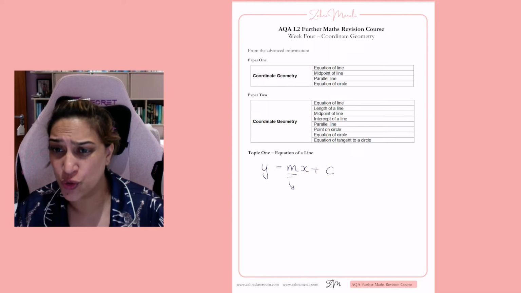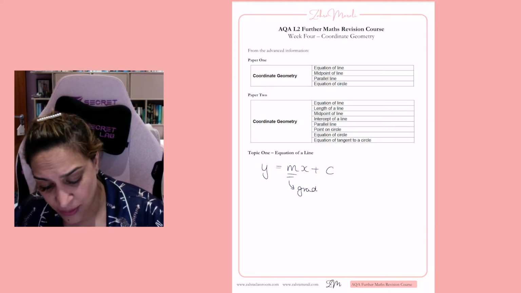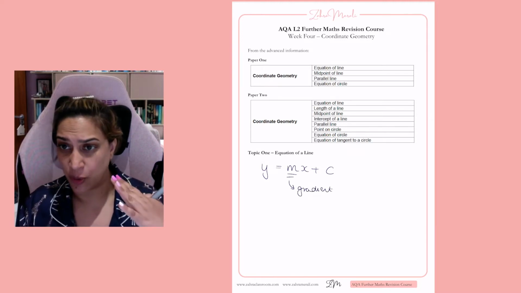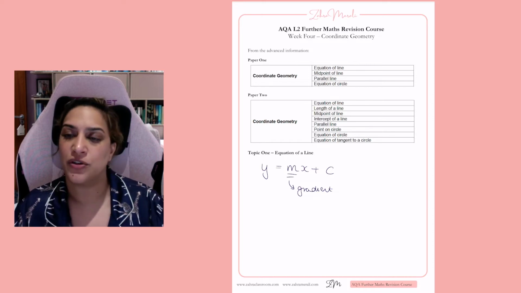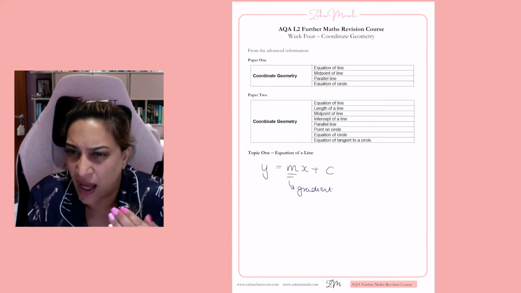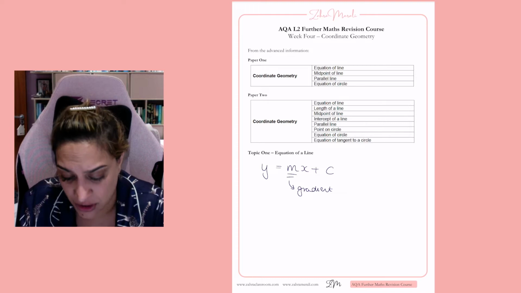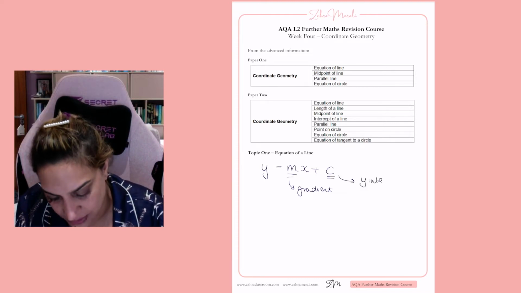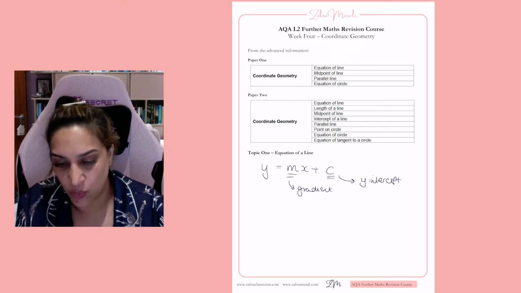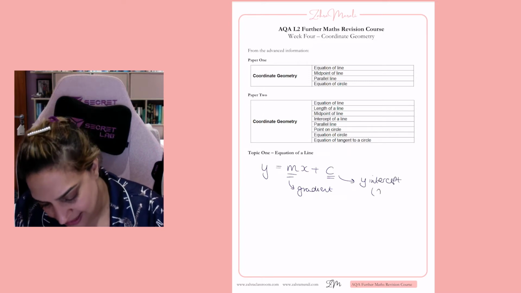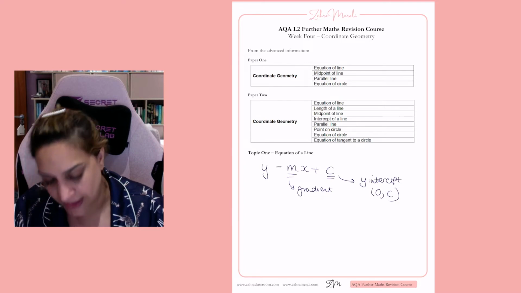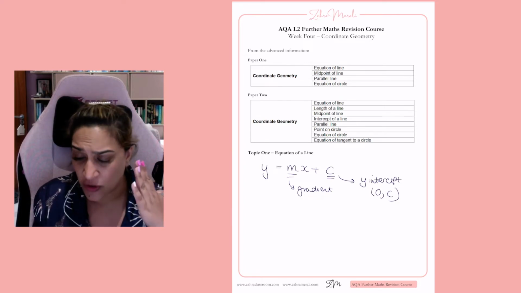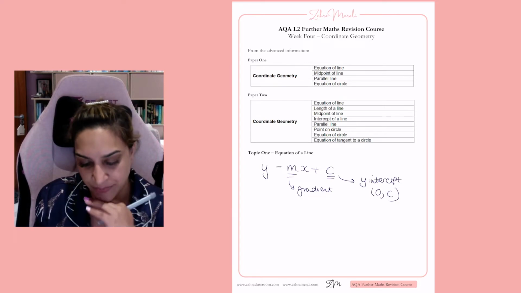M is your gradient. So this tells you about your slope. So it's going to be positive or negative depending on whether you're sloping up or down. The higher the number, the steeper the slope. Plus c is your y-intercept. Now your y-intercept is when x is 0, what is y? So it's where you cross that vertical axis.